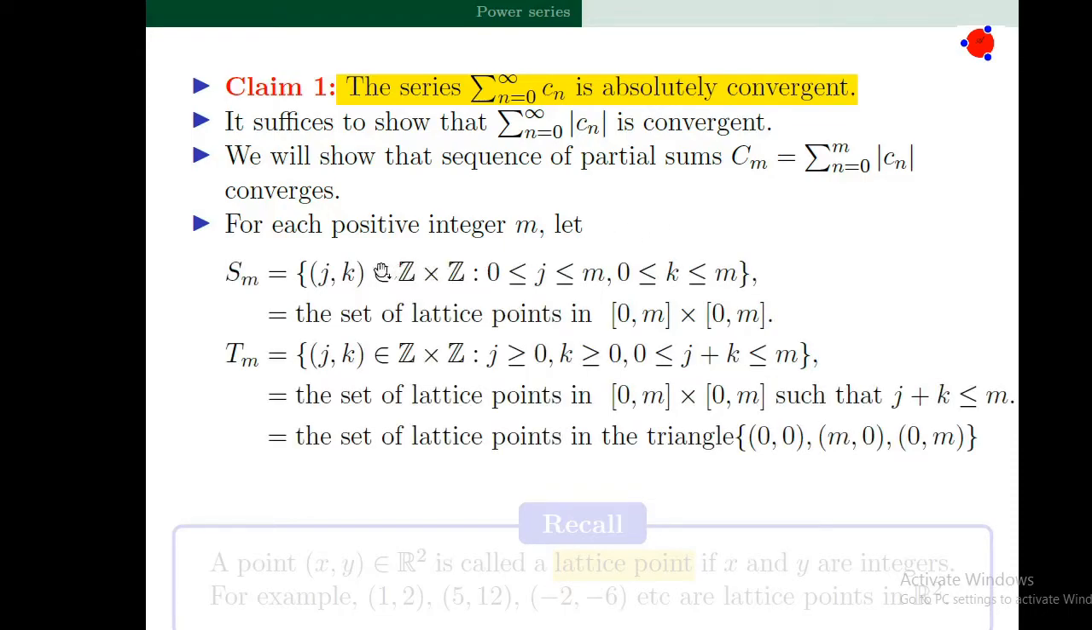we define, for each positive integer m, Sm is equal to the set of all ordered pairs (j, k) in Z cross Z such that 0 less than or equal to j less than or equal to m, 0 less than or equal to k less than or equal to m. And note that the set Sm is a set of all lattice points in the square [0, m] cross [0, m].